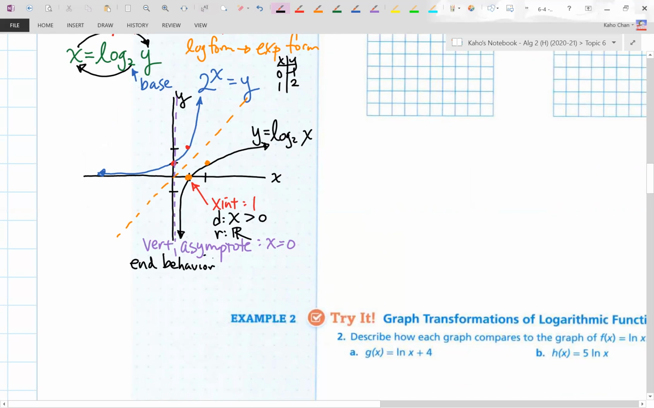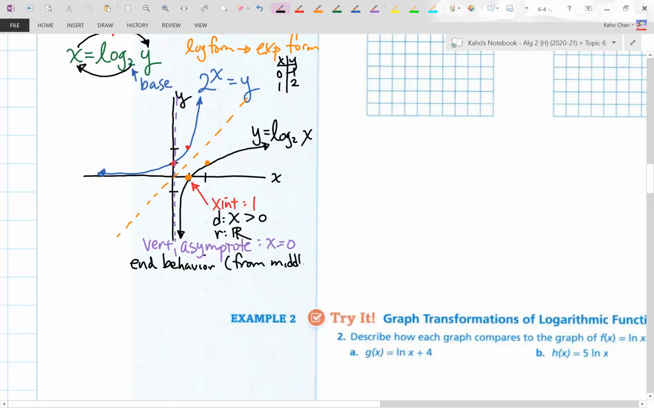End behavior is from the middle. Did I say from left to right? I meant from the middle. I misspoke there. I was thinking of increasing or decreasing. They're not asking for that. We're asking for from the middle. What's happening to the ends from the middle?